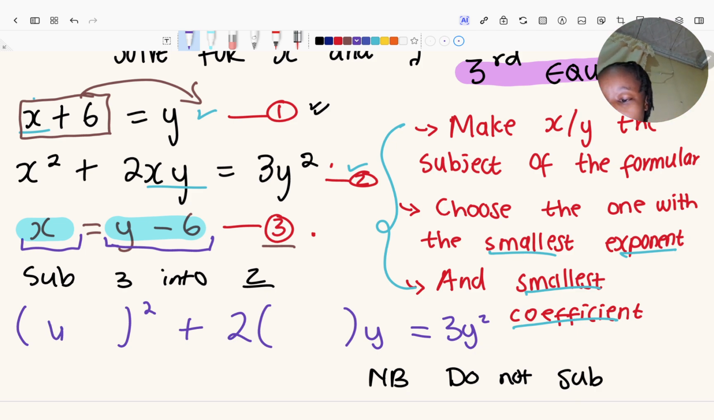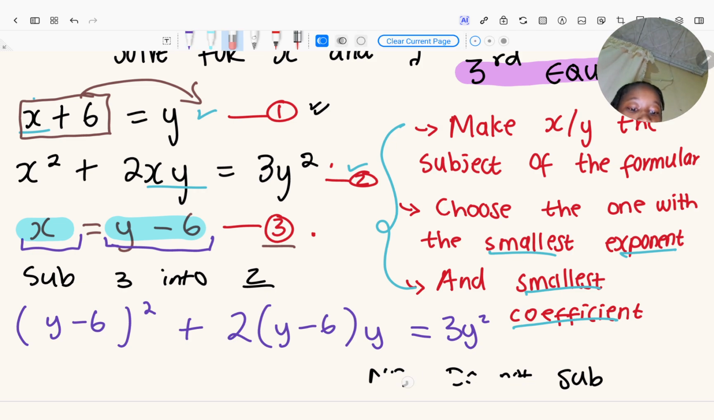So I'm just going to say y. Oh my god, what an ugly y. So I'm just going to say y minus 6, y minus 6. You see, simple as that. I've just substituted. So now I'm going to simplify. I'm going to simplify, and then it's just simple as that.